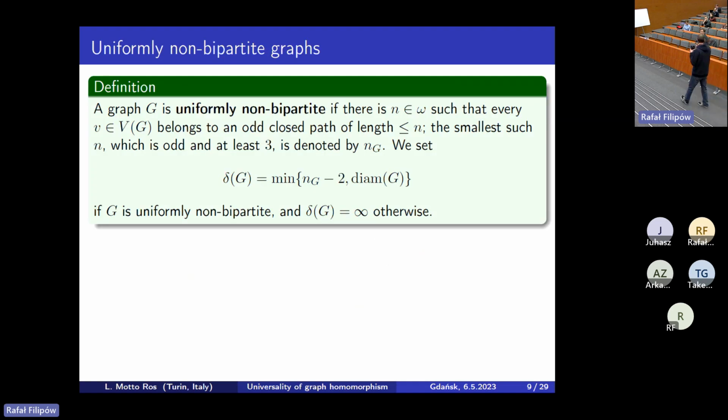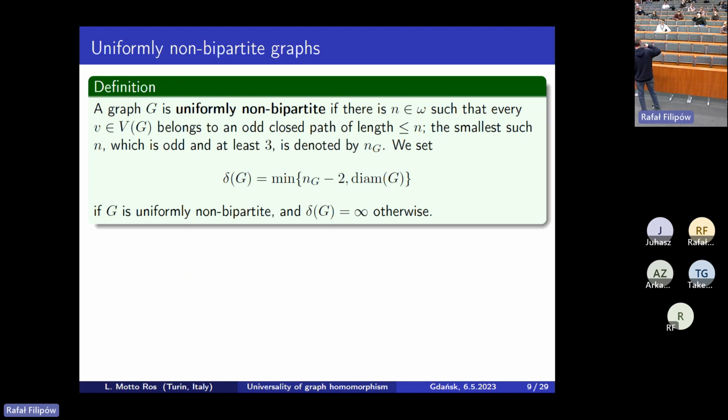Here is a new definition instead. This is apparently a possibly new definition, which is a little bit stronger than non-bipartite. As I said, non-bipartite means that the graph contains odd cycles. Now the problem is that if the graph is very large, maybe infinite, you might have just one single odd cycle in one place, and if you go far away from this cycle, maybe the graph looks just bipartite. And this is what we don't want to have.